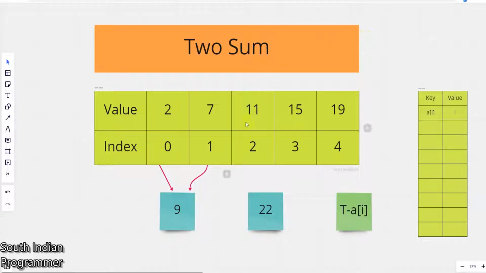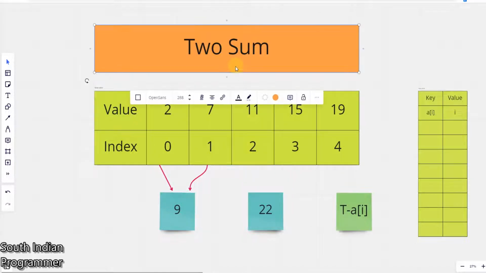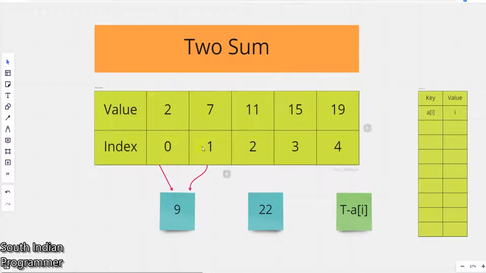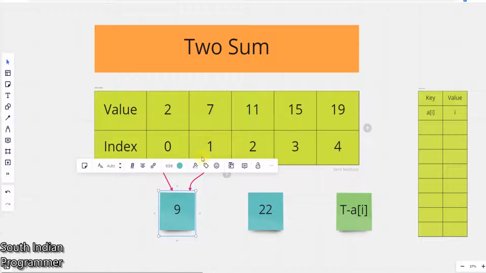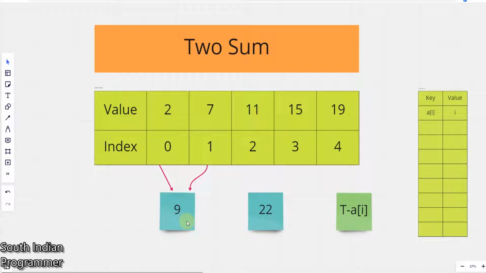Hello everyone, in this video we'll take a look at the two-sum problem. Two-sum is a very famous, beginner-level problem. Let me explain it. We are given an array and a number x called the target. In this array we have to find two numbers which make this number x, the target.